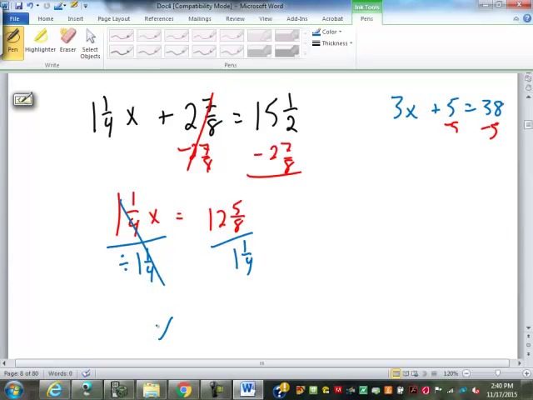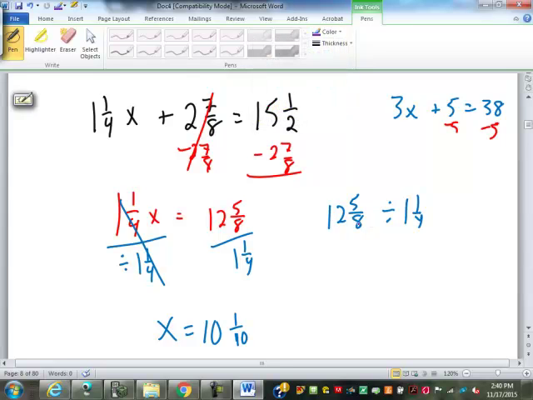Which will give us x equals 10 and 1/10, isn't it? You take my word for it. 12 5/8 divided by 1 1/4.